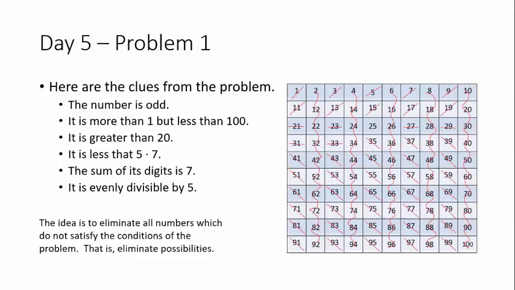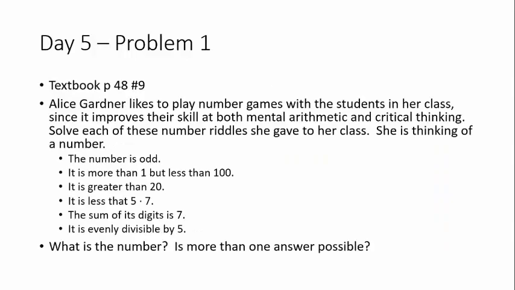And this last clue, it is evenly divisible by 5, gives me a clue to check my solution with. 25 is evenly divisible by 5. So going back to the original question, what is the number? Is more than one answer possible? So we now know that the answer is 25, and we do not have any more possible solutions. So 25 is the only possible solution.